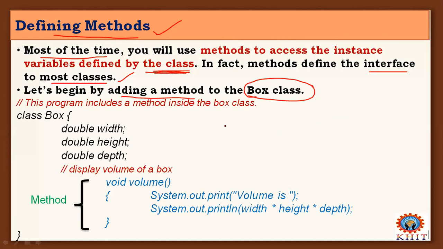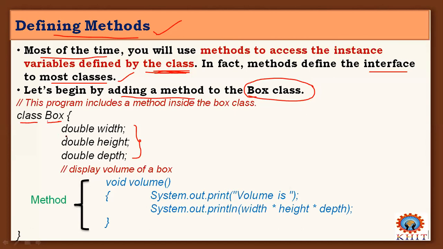Now we are going to create one method of this Box class. Come to here: the class keyword followed by Box, so Box is the class name. Now we created one Box class. For this Box, I have data like width, height, and depth, and these instance variables are defined as double data type.